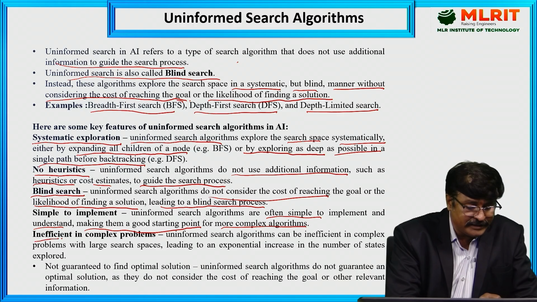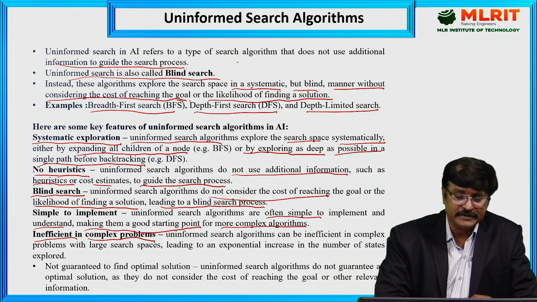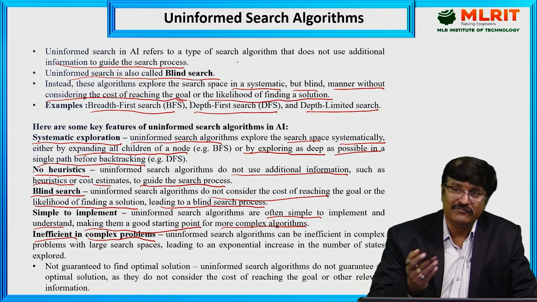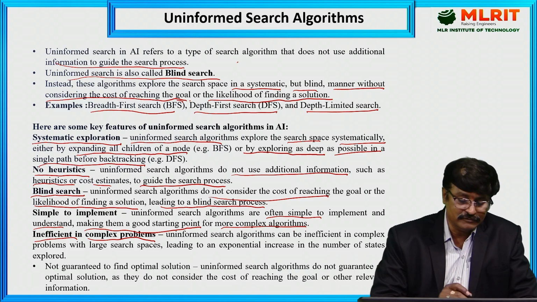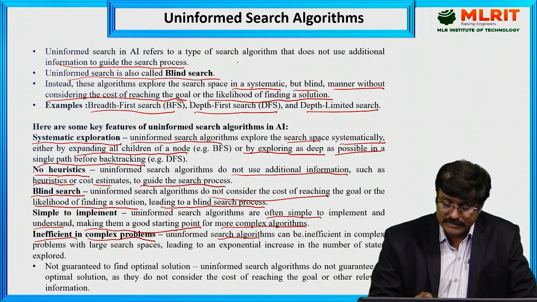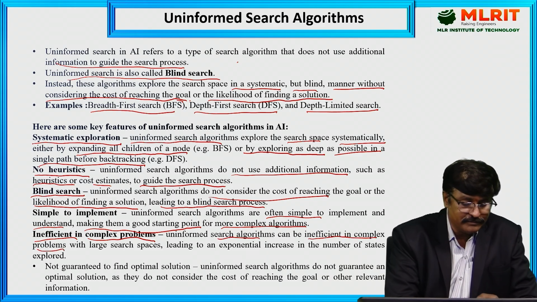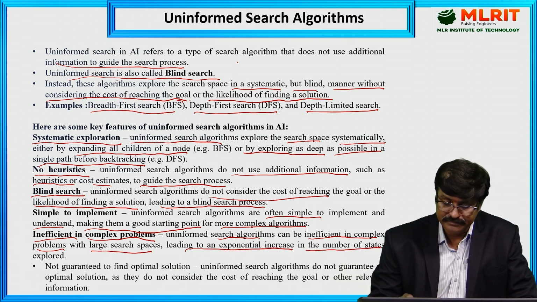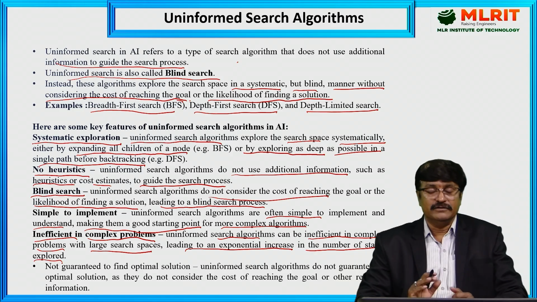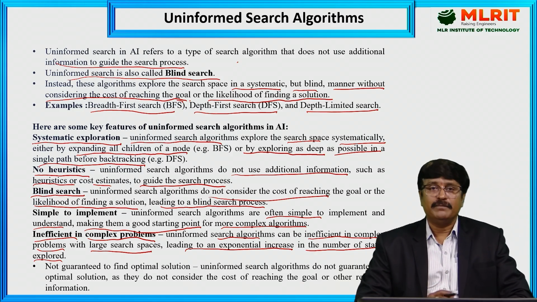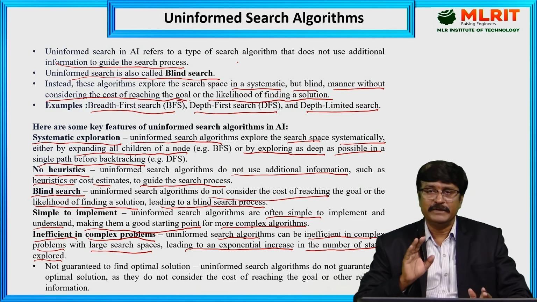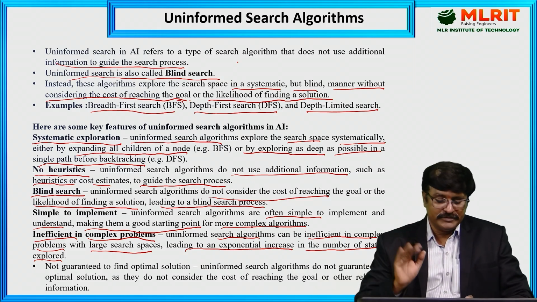However, it is inefficient in complex problems. If it is a large data set, these uninformed search algorithms won't support it, because an infinite loop can occur. Search algorithms can be inefficient in complex problems with large search spaces, leading to an exponential increase in the number of states explored. And with uninformed search algorithms, there is no guarantee of finding the optimal solution, but completeness is definitely there: you will definitely reach the goal, but we are not getting the optimal solution.